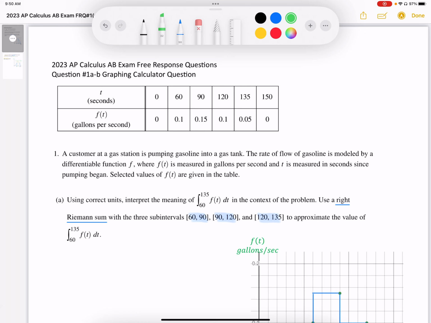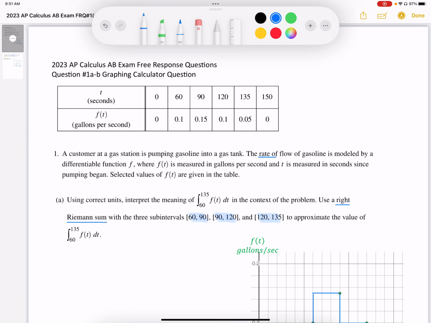We have a table with our independent variable being time and our dependent variable being f of t, which is measured in gallons per second. So it's important to note that that is a rate function. A customer at a gas station is pumping gasoline into a gas tank. The rate of flow of gasoline is modeled by the differentiable function f, where f of t is measured in gallons per second and t in seconds since the pumping began. Selected values of t and f of t are given in the table.